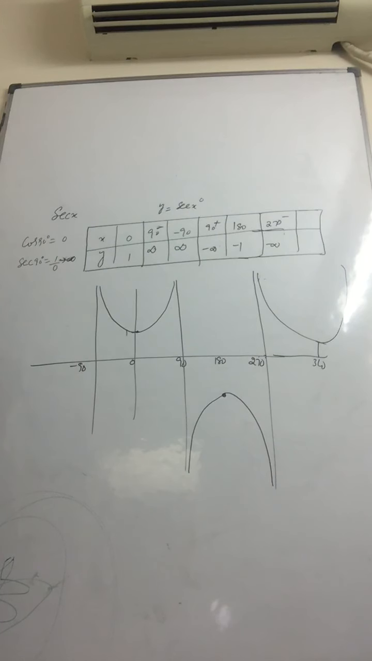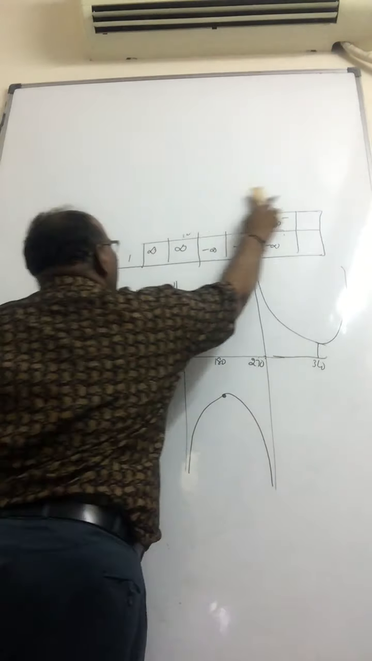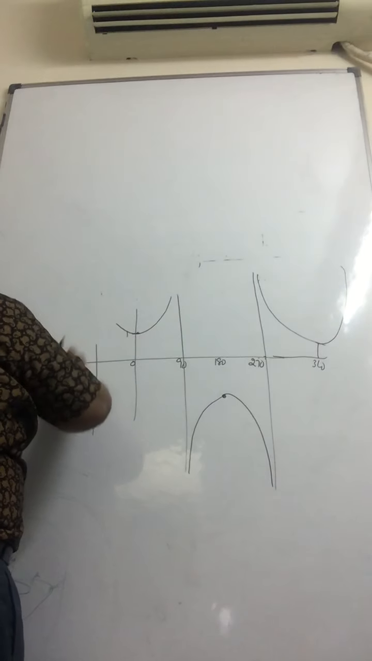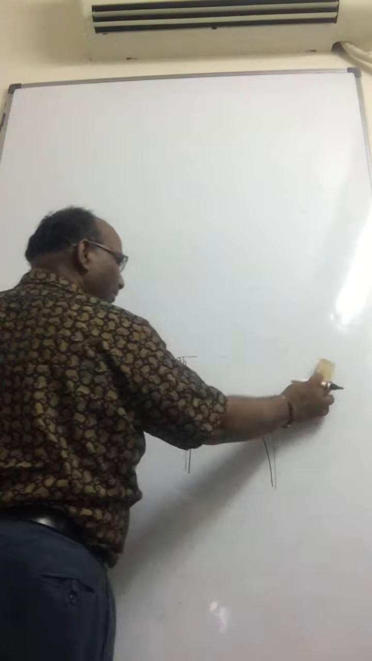If you observe carefully, the sin x and cos x graphs are similar, and the cosecant x and secant x graphs are similar. In the same way, the tan and cot graphs are also almost similar. So once you remember 3 graphs, you can easily remember the other 3 graphs. Let us finally draw the graph of cot x.